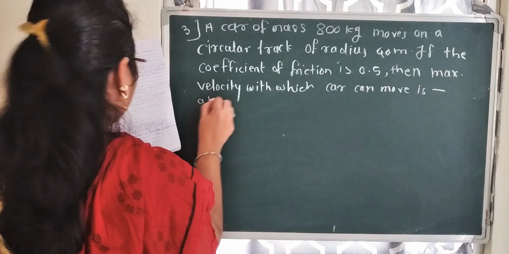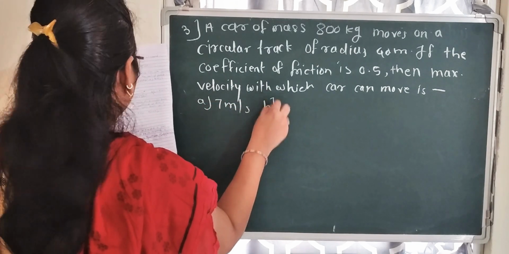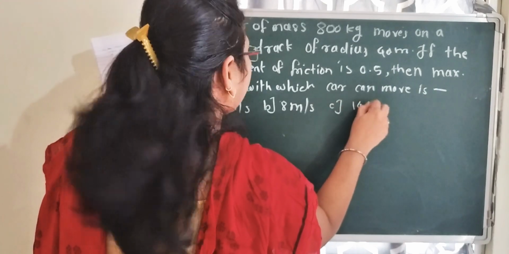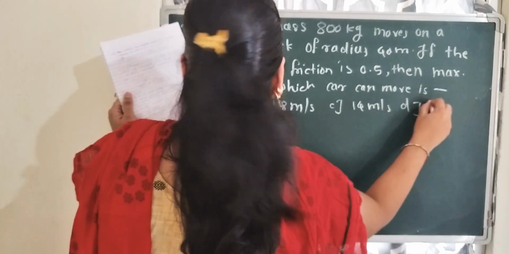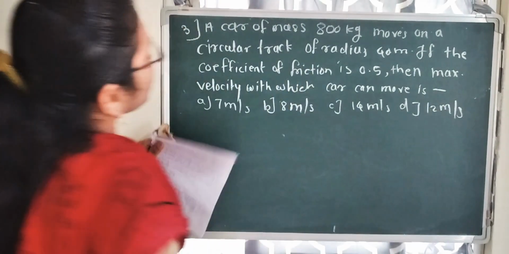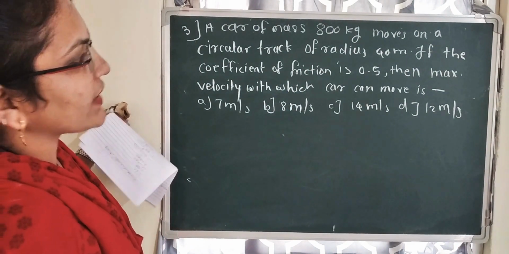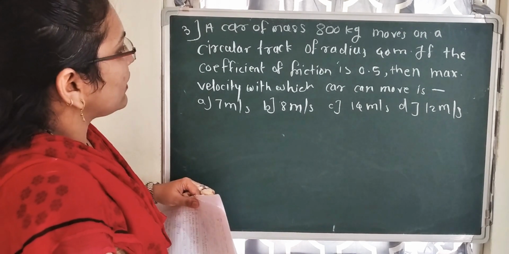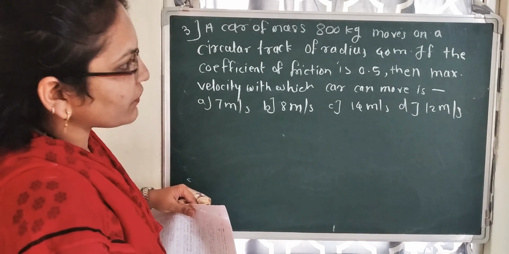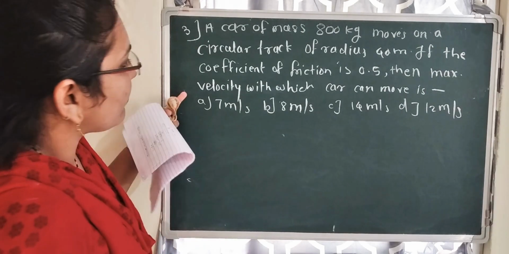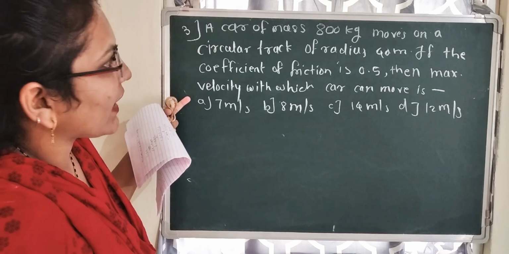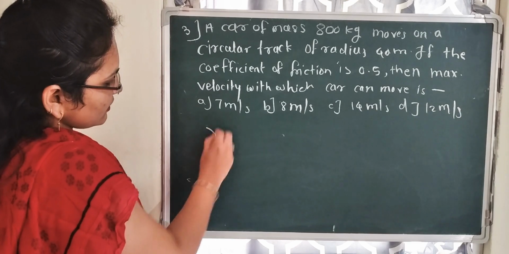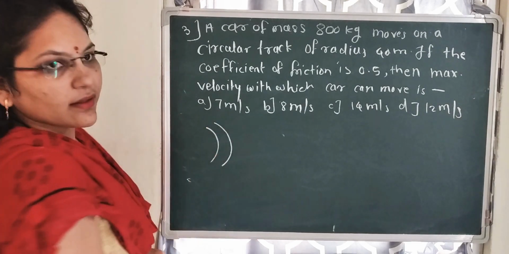Options are given: 7 meter per second, second option 8 meter per second, third 14 meter per second, and last 12 meter per second. See the question first. A car of mass 100 kg moves on a circular track of radius 40 meter. If the coefficient of friction is 0.5, then we have to find out the maximum velocity with which the car can move. Here we can see that there is a horizontal circular track.